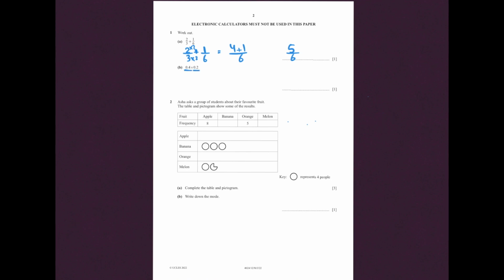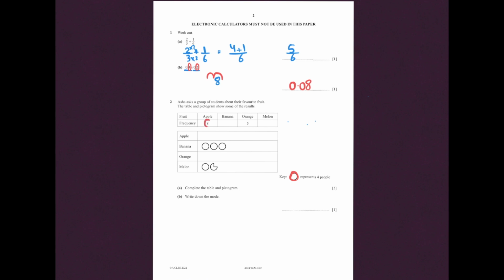0.4 into 0.2. 4 twos is what? 8. This is a shortcut to do it. Then what decimal places were given here, guys? 4 and 2. That means 2 decimal places. Move 2 places to the back. So that's going to be 0.08.